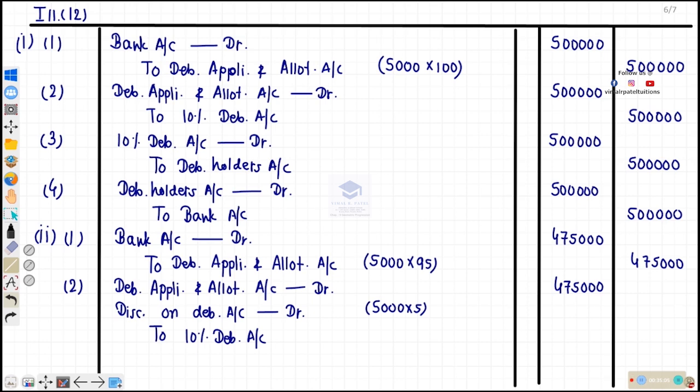So 5,000 into 5, 25. Debenture 5,000 into 100, that is 5.